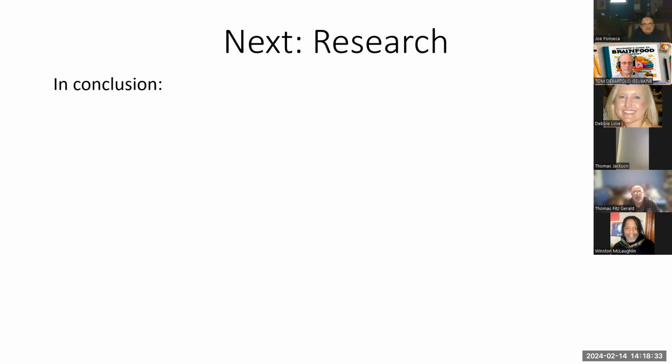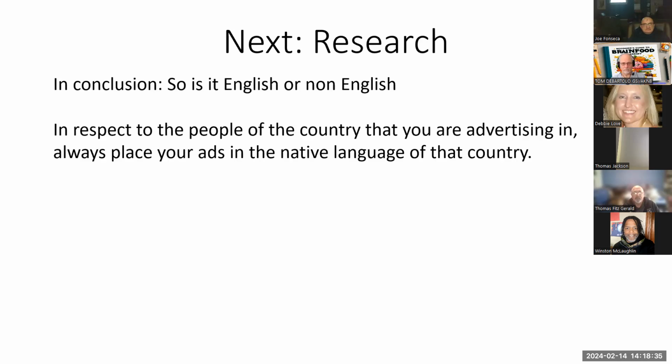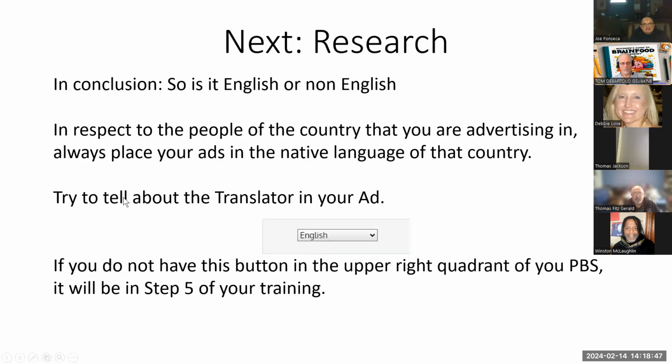In conclusion, is it English or non-English? In respect to the people of the country that you're advertising in, always place your ads in the native language of that country. Try to tell about the translator in your ad. Everybody should have this button on their PBS. If you do not have this button in the upper right quadrant of your PBS, it will be in step 5 of your training.